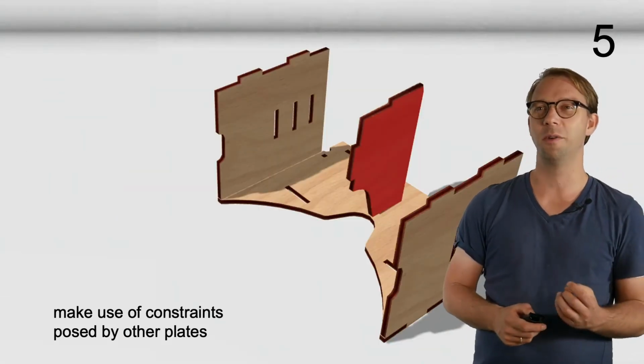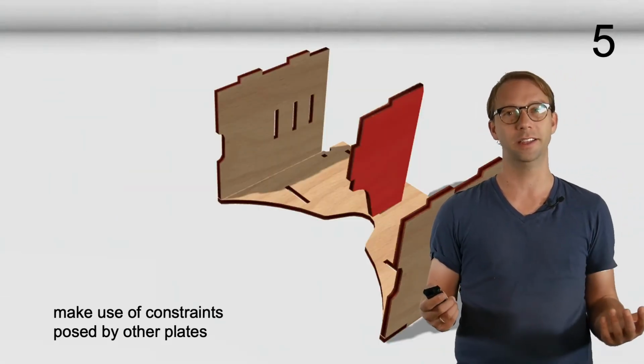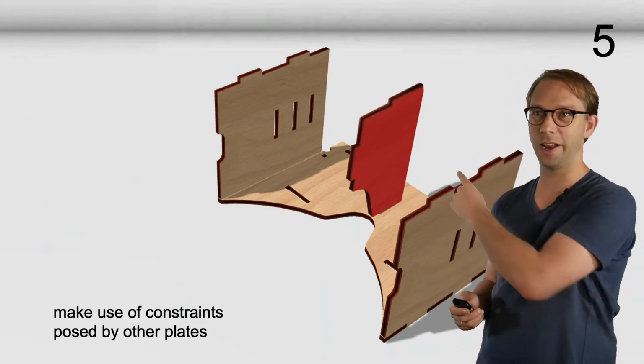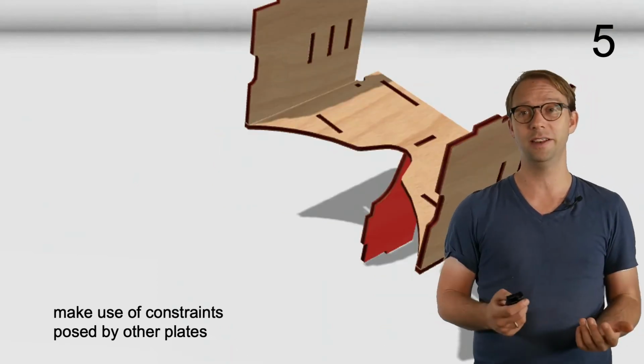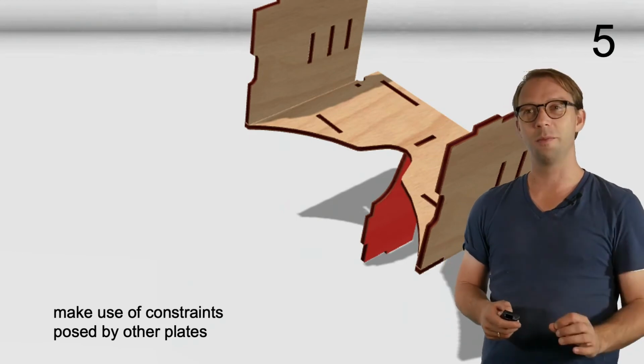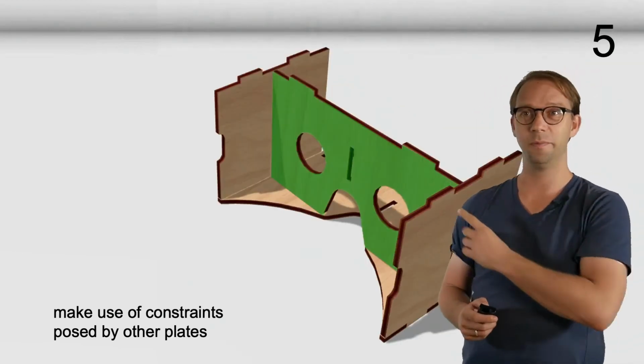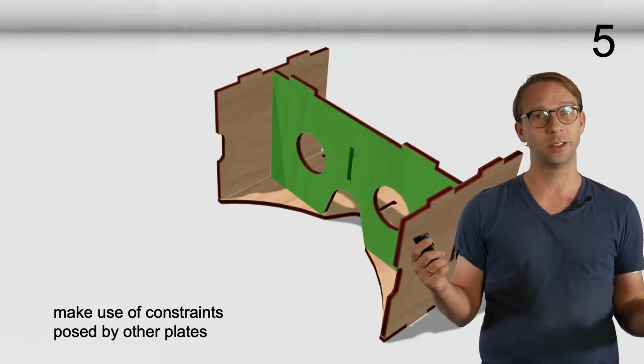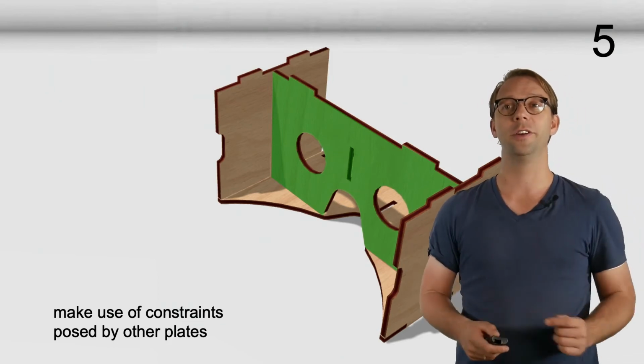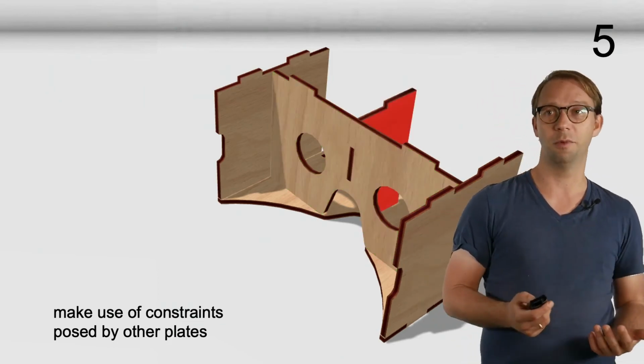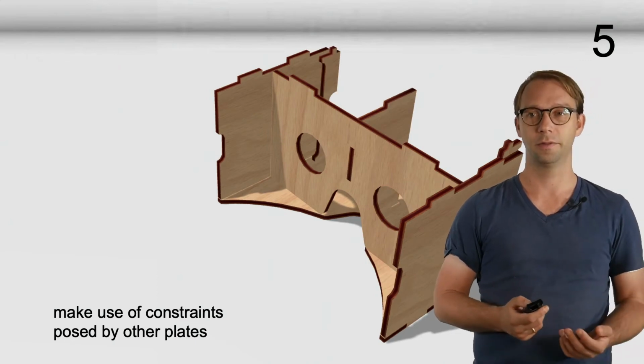AutoAssembler prefers to assemble plates that make use of constraints by other plates. Rather than assembling this red nose piece here, which can be assembled in many different ways, AutoAssembler first assembles this green plate here, which is fully constrained by its neighbors, and this plate now in turn constrains the nose piece that we were trying to assemble before to finish off that headset.